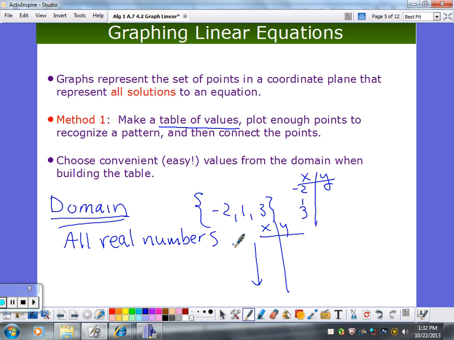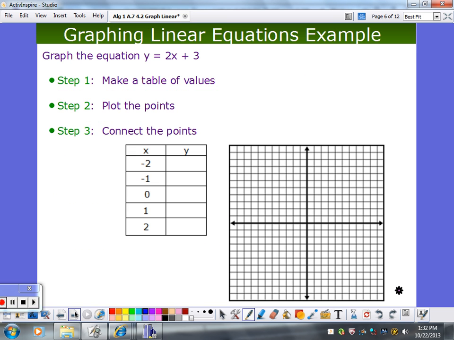So what am I going to put in here? A sample of the domain. Just some of the points. And then for those few points that I come up with, figure out their outputs, and then we'll come up with a line. So let's look at an example here. This is on the bottom of page 1. Hopefully we can follow along here.